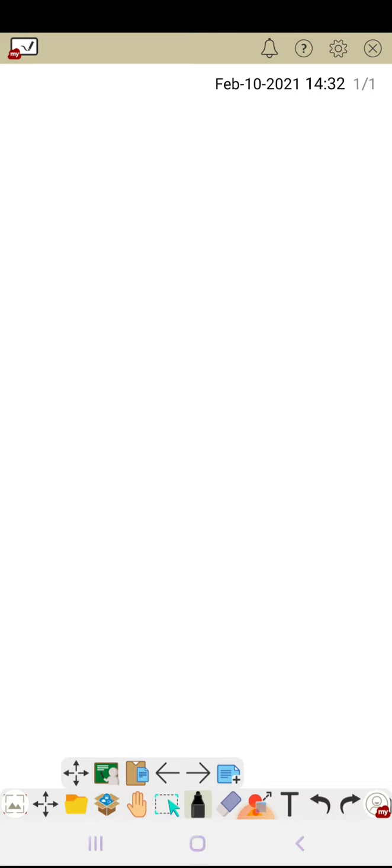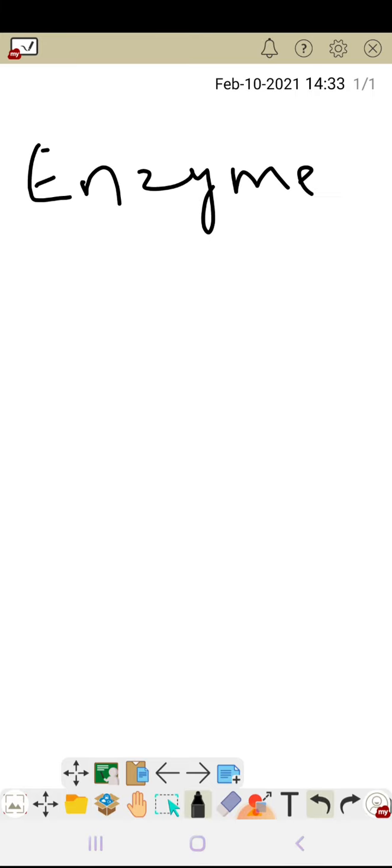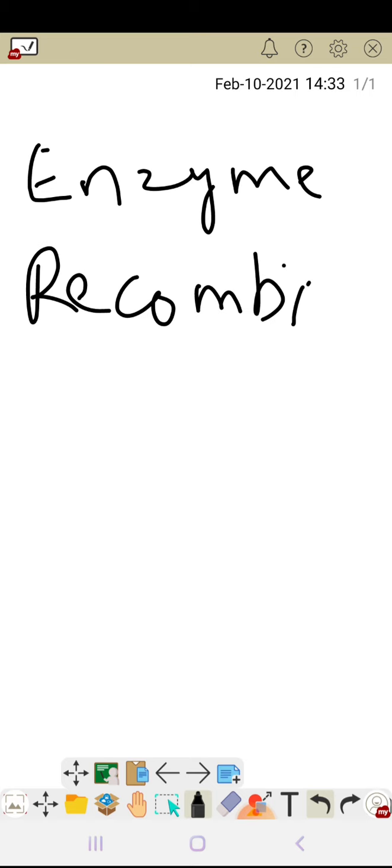It is a technique that can modify a particular gene, or isolate a particular gene, or make many copies of a particular gene, so that more product of that gene can be obtained. So let's move ahead. Today we are going to study the enzymes that we use in recombinant DNA technology.